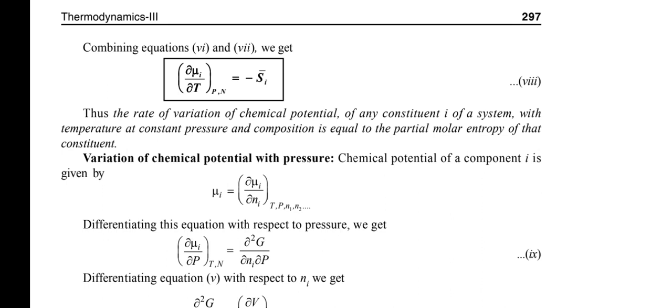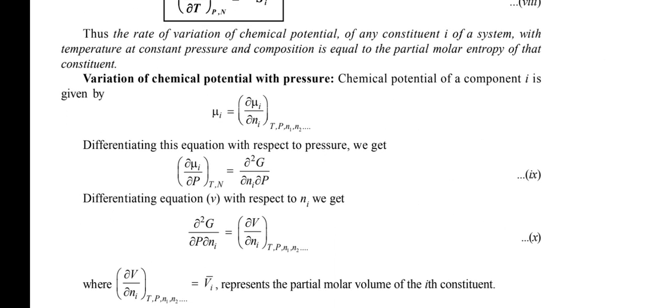Variation of chemical potential with pressure. The chemical potential of a component i is given by mu i equals (∂G/∂ni) at constant temperature, pressure, n1 and n2. Differentiating this equation with respect to pressure, we get (∂mu i/∂P) at constant temperature and number of moles equals ∂²G/∂ni∂P.